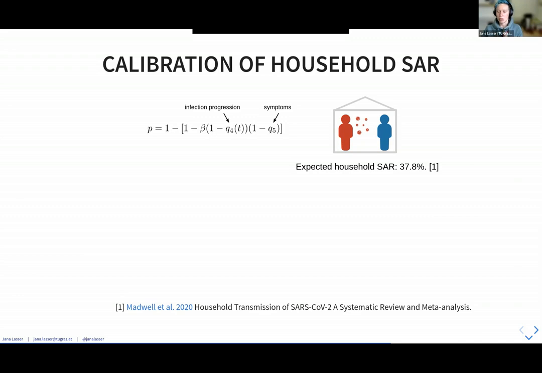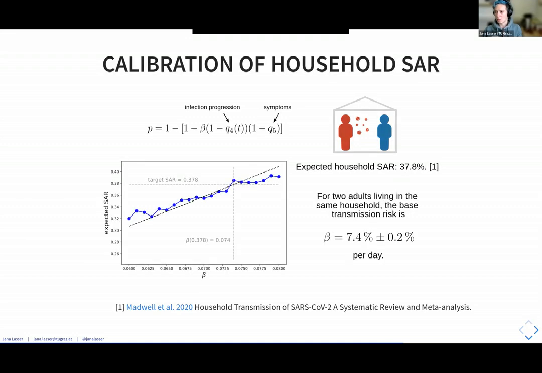And thankfully, we could calibrate the household transmission risk, so this base transmission risk beta, independently of the other three parameters, because it only depends on infection progression and symptoms. And this we could take from the literature. It doesn't depend on any school-specific or age-specific modifications, because it's just a transmission between two adults in a household. And we know that the expected secondary attack rate in households for the original strain was about 38%.